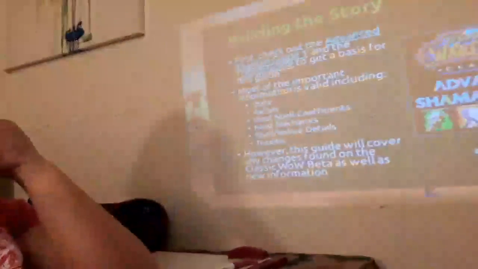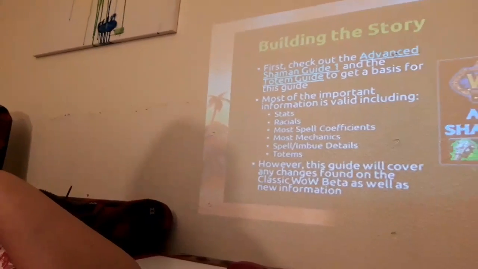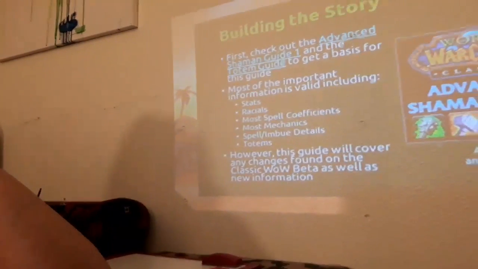So again, this is part of a series. I would first check out the Advanced Shaman Guide Part 1 and my Totem Guide, which are available on ClassicWoW.live or my channel, to get a basis for this guide. Most of the information from the Advanced Shaman Guide Part 1 is still relevant and valid for things like stats, racials, most of the spell coefficients, most of the mechanics, spell and imbue details, and totems. However, there are some idiosyncrasies and confirmations that we're going to be going over in this guide to supplement Part 1, because there are some core differences between Classic WoW and private server Vanilla WoW.